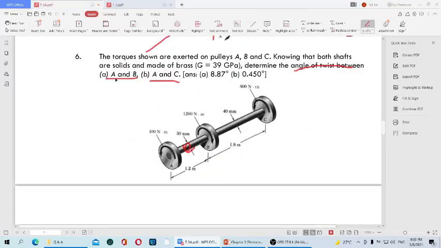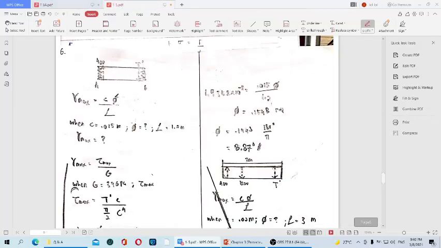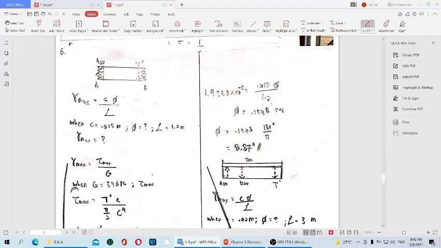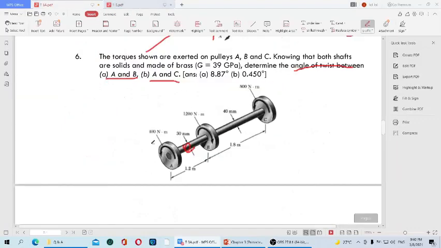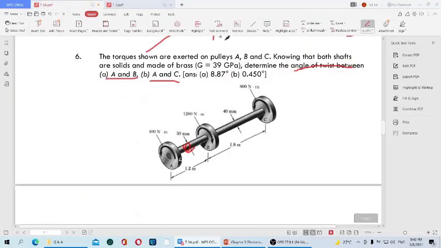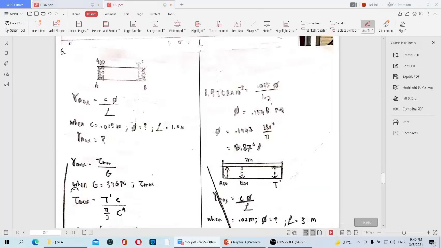Since question A is asking for analysis from point A to point B, here is the FBD from point A to point B. You will have a 400 Newton meter in there. I'm assuming that will be the mechanical torque being exerted upon the pulley. So we need to convert it into the internal torque.